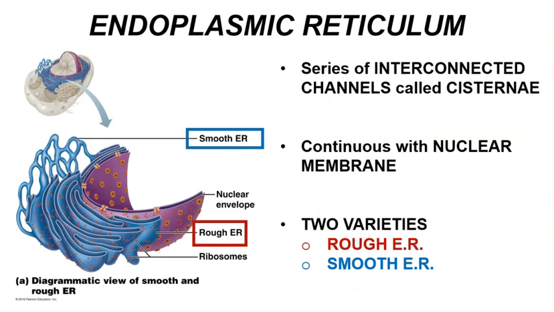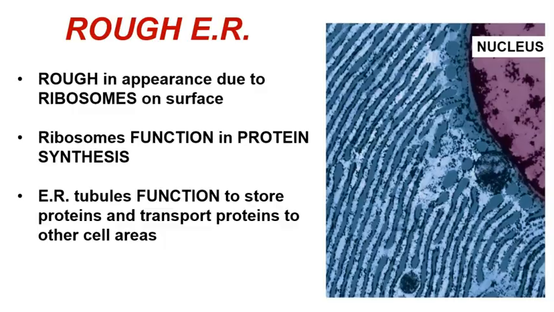The endoplasmic reticulum is an organelle that is typically continuous with the plasma membrane of the nucleus, which is called the nuclear membrane. The endoplasmic reticulum generally appears as a series of flattened channels that are interconnected to one another, and these channels are called cisternae. The endoplasmic reticulum comes in two varieties or two forms, the rough endoplasmic reticulum and the smooth endoplasmic reticulum. So let's examine these in order here, starting with the rough endoplasmic reticulum.